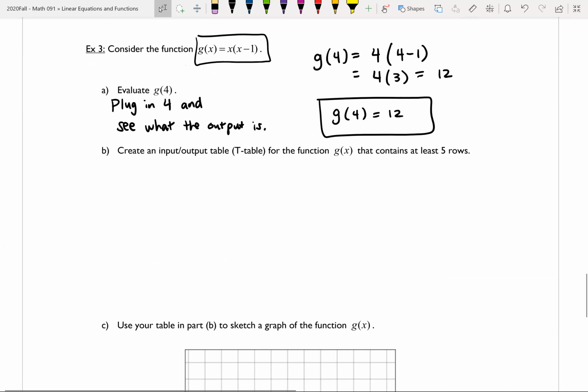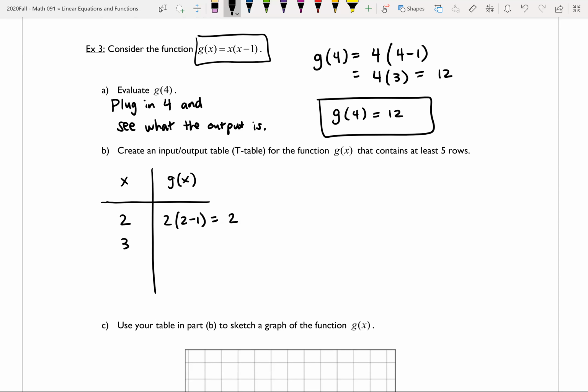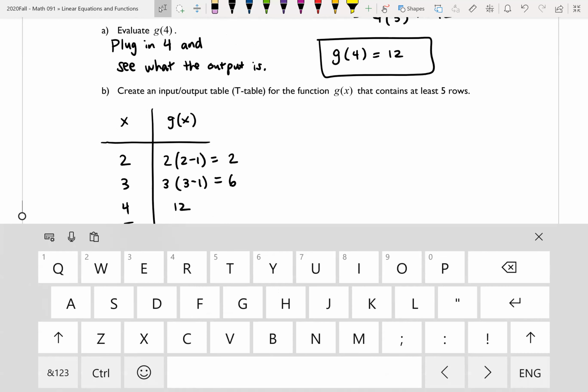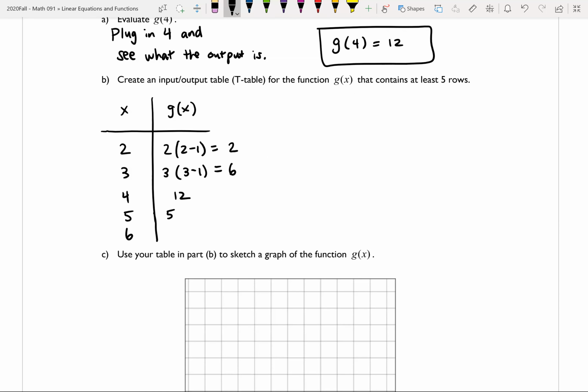So part B says create an input-output table for the function that contains at least 5 rows. Well, if I plug in 2, then we have 2 times 2 minus 1. And if I simplify that, that gives me 2. If I do 3, that would be 3 times 3 minus 1, which is 6. I already evaluated 4 to be 12. And then let's do 5 and 6 and see what those give us. So 5 times 4 is equal to 20, and 6 times 5 is equal to 30.